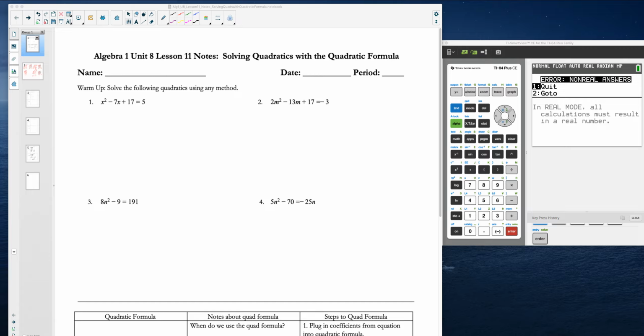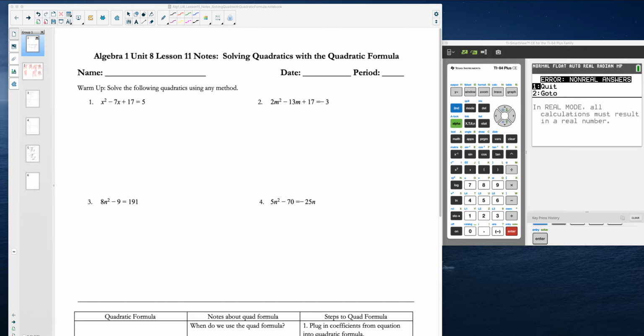All right, and we're back to it. Hope you guys have had a good couple of days, and we're going to jump right back into some more solving today. We're going to continue with our conversation about solving quadratics, and we're going to learn another tool today called the quadratic formula.